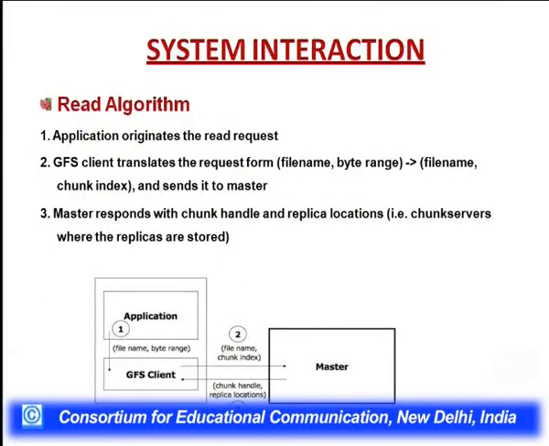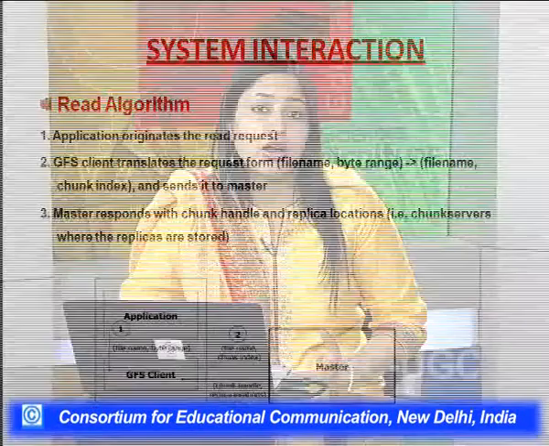So let's see how a read algorithm takes place in Google file system. If you're operating a read operation, how does it take place? Firstly, an application will make a read request. An application can be me as a user, saying I want this kind of data to be read from the Google file system, or it can be some automated application which acts as a client and issues a read command to the chunk server. So firstly, an application originates the read request.